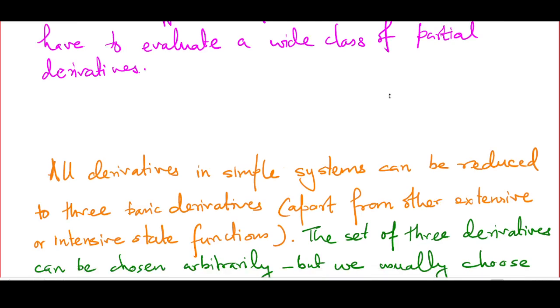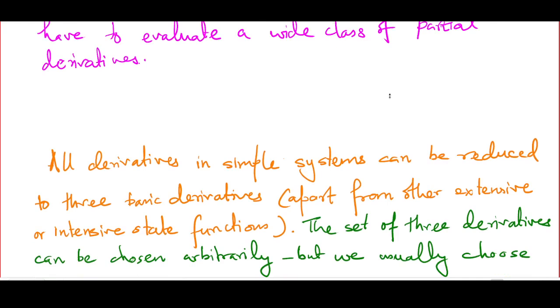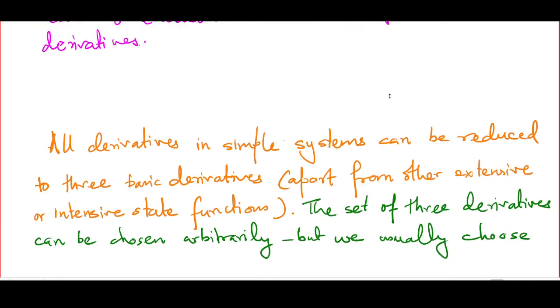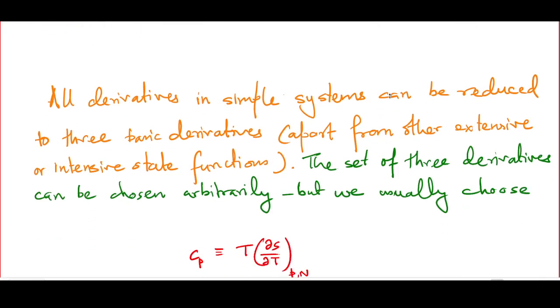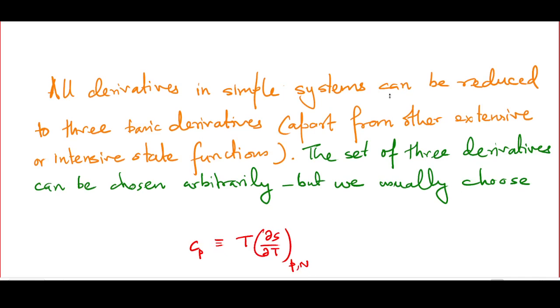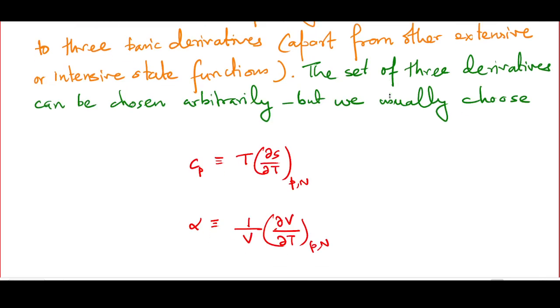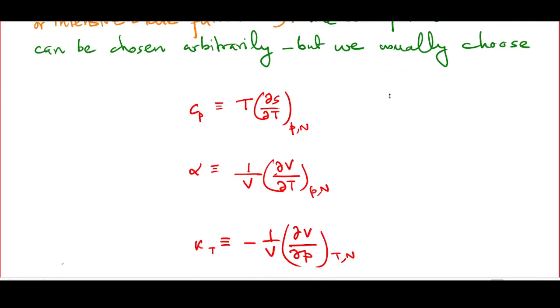Now the set of three derivatives essentially is arbitrary, not completely arbitrary, but at least is something which you can choose on your own, but we usually choose a set of three given by small cp, which of course is defined to be T del S del T at constant P and N, the molar heat capacity at constant pressure, alpha, the volume expansivity, defined to be 1 over V del V del T at constant P and N, and kappa T, the isothermal compressibility, defined as minus 1 over V del V del P at constant T, N.